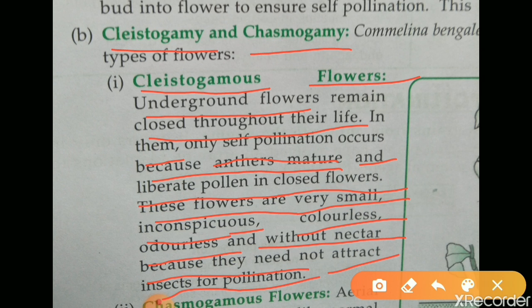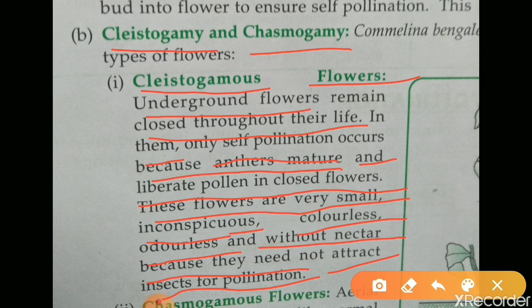Okay, and what are the other characters of this flower? They are very small in size, inconspicuous means not clearly visible, colorless means not having a particular color, odorless means not having a particular smell, and without nectar means these flowers never produce nectar. What is nectar? A honey-like substance we can call nectar. It is produced from the nectary of the flower. Okay, because they need not attract insects for pollination. Why are these flowers not producing these types of devices?